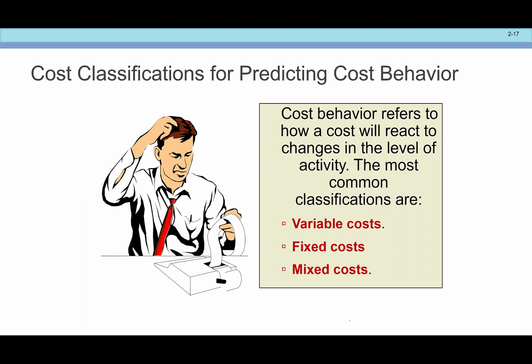It's probably mixed, although we don't usually track utility costs by item. It's just how many kilowatts did we use, but electricity tends to be a mixed cost. That's correct. Okay, and we said depreciation is a fixed cost, unless you're using the units of activity method for your depreciation. Now you've got a variable cost, don't you? The more you use that machine.